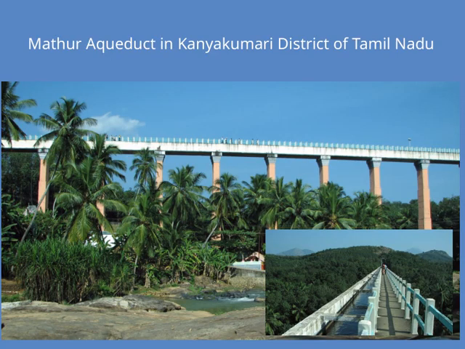Today, I want to draw your attention to the Mathur Aqueduct, which is located in the Kanyakumari district of Tamil Nadu. This structure is quite significant because it showcases innovative engineering in the region. The aqueduct was built to facilitate water transport across difficult terrains, helping in irrigation and supporting local agriculture. Its design reflects a blend of practicality and architectural ingenuity, making it an important example of infrastructure development in southern India. Overall, the Mathur Aqueduct not only serves a vital functional purpose, but also highlights the region's ability to adapt and engineer solutions that enhance the livelihood of local communities.